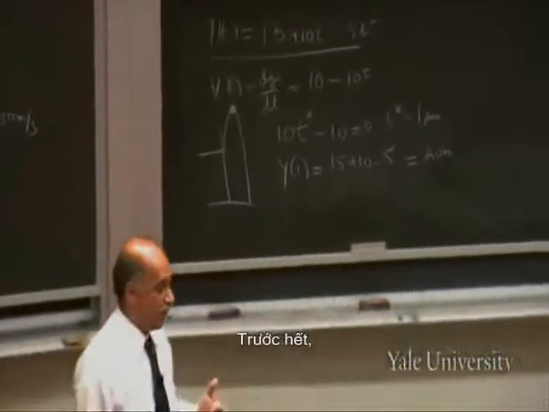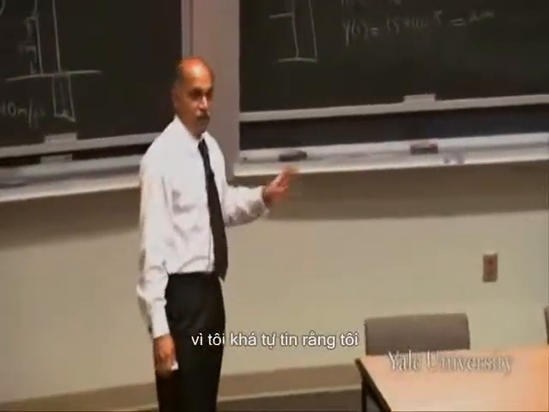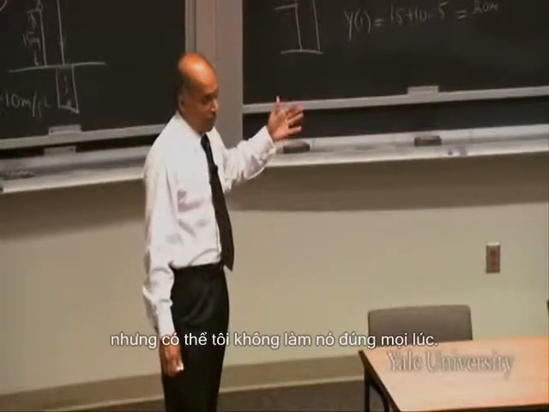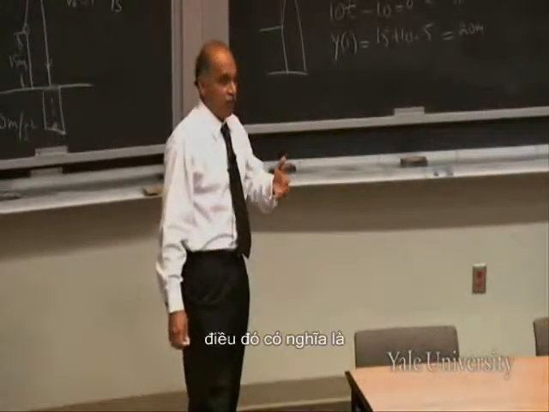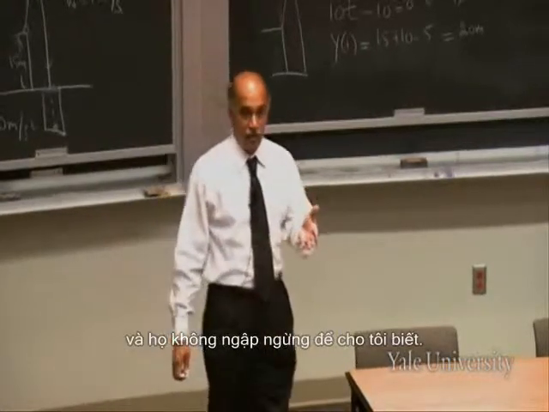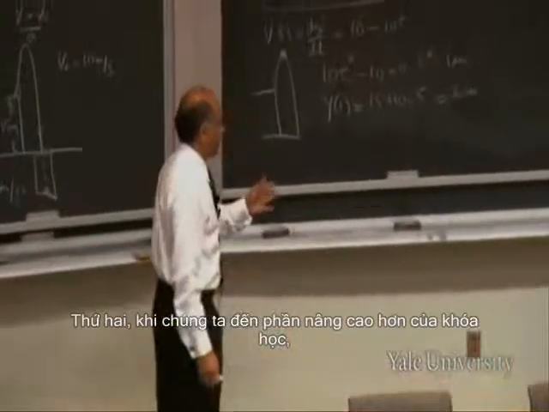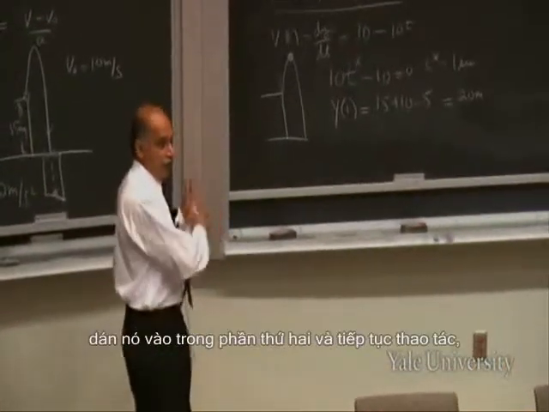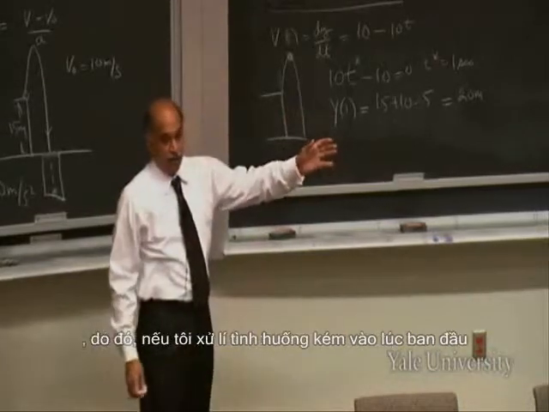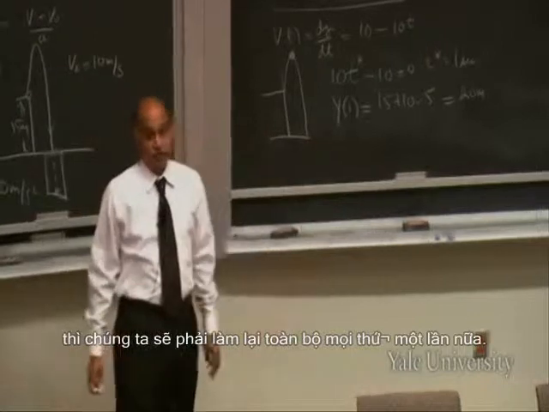For 2 reasons. First of all, I'm very pleased when this happens, because I'm pretty confident that I can do this under duress, but I may not do it right every time. But if my students can catch me making a mistake, it means they're following it and they're not hesitating to tell me. Secondly, as we go to the more advanced part of the course, we'll take a result from this part of the blackboard, stick it into the second part, and keep manipulating. So if I screwed up in the beginning and you guys keep quiet, we'll have to do the whole thing again.